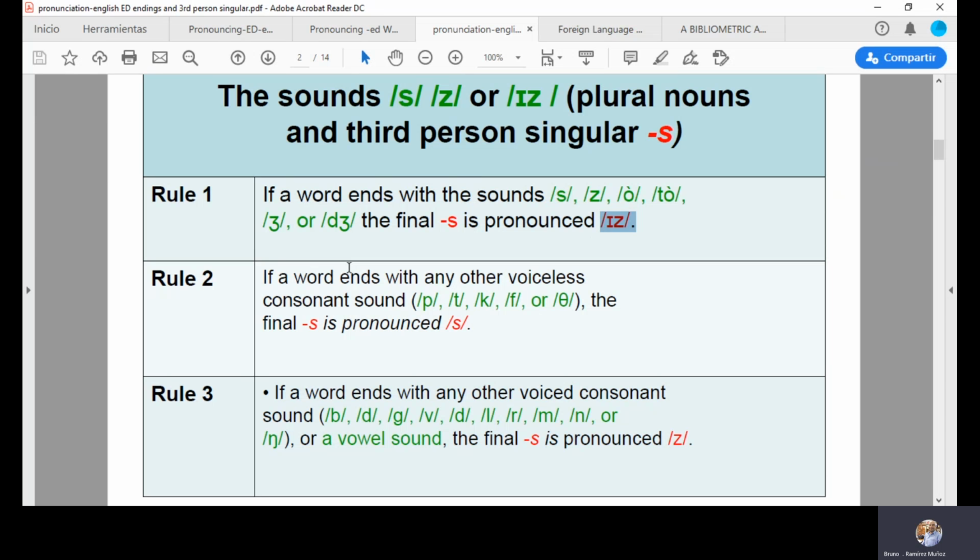To sum it up, here in this PDF file we are presented three rules, and I guess this sort of simplifies the concept even more. In rule number 2, when a word ends with a voiceless consonant sound such as p, t, k, f, or th, the final s is pronounced as the voiceless s. Think about the verb stop. Stop ends in p. So whenever you use this verb in third person, it's stops.